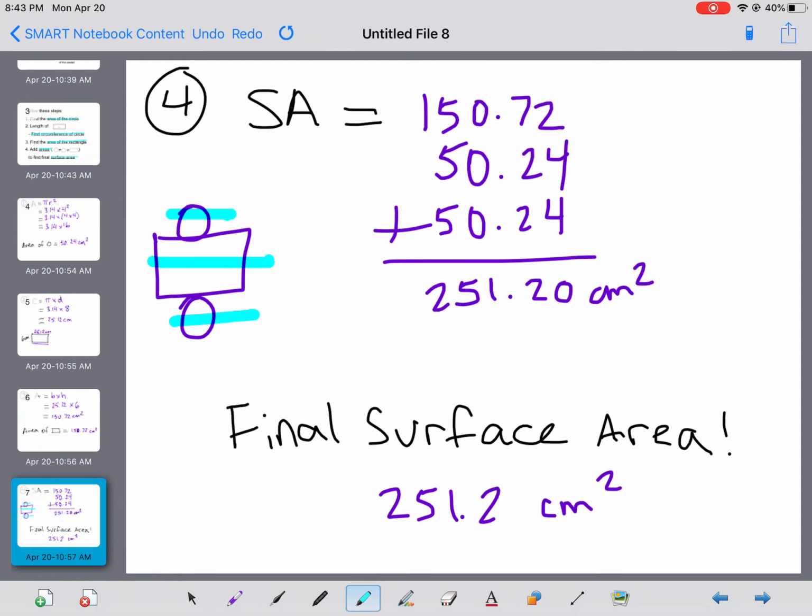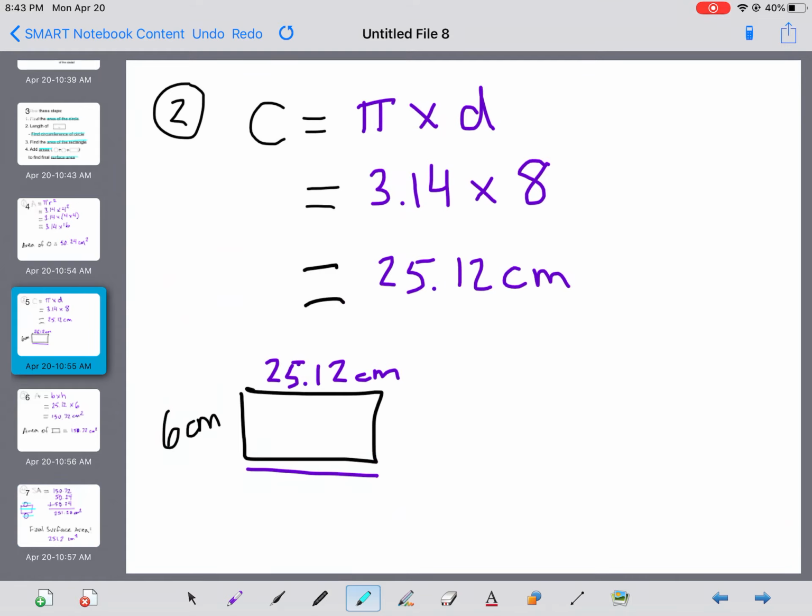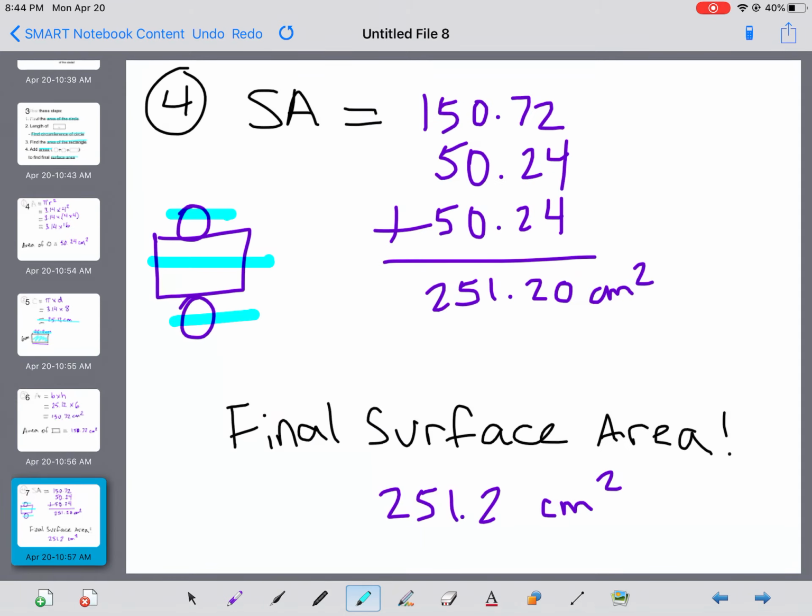Now just one word of warning. Students in the past have gotten a little bit confused because we spent all this time calculating the circumference, that they might accidentally add the circumference into the final surface area. The only reason that we calculated that circumference was to be able to find the length so that we could find the area of the rectangle. So don't add in step 2. That was just helping us find the area for step 3. Just make sure at the end you've got a rectangle, a circle, and a circle, and then you shouldn't run into any problems.